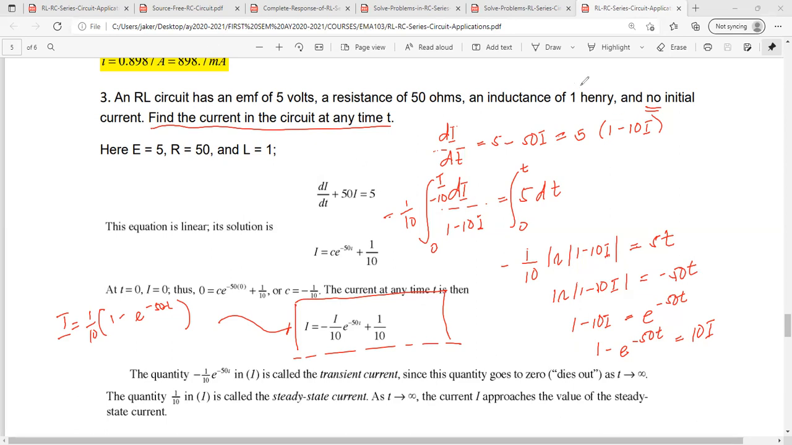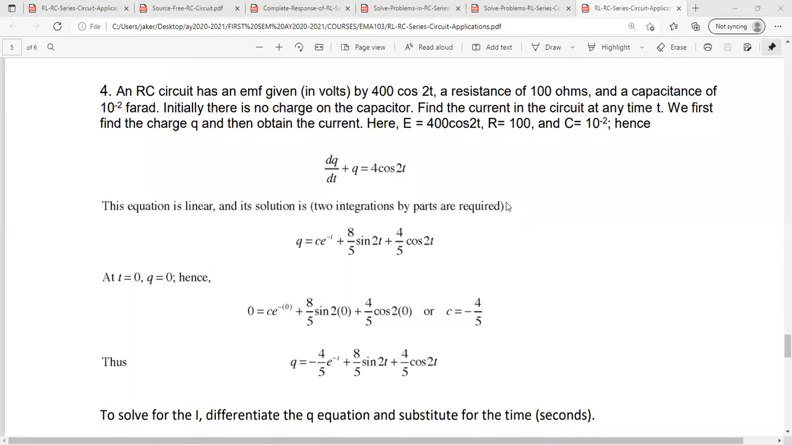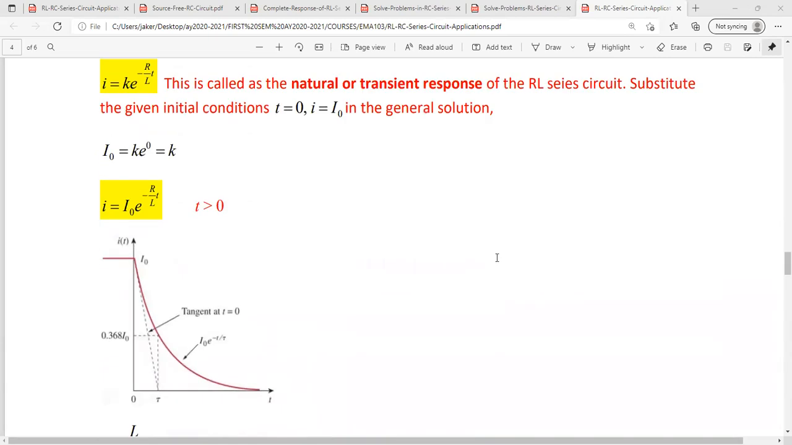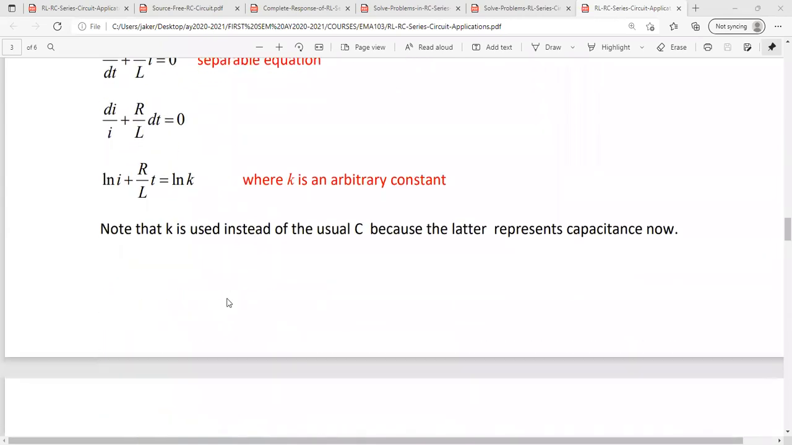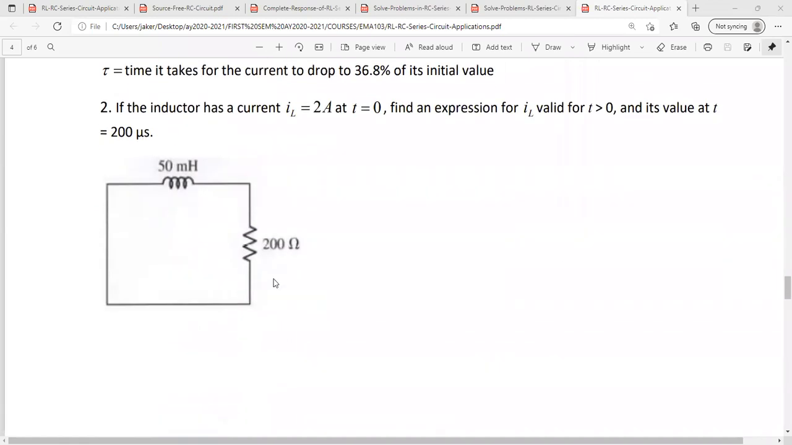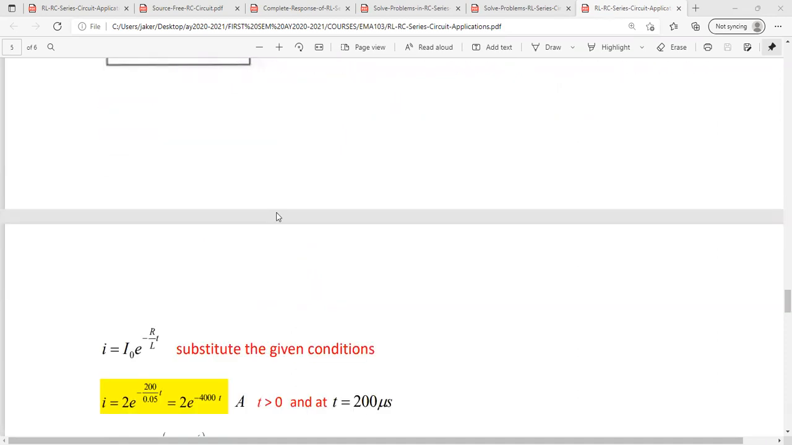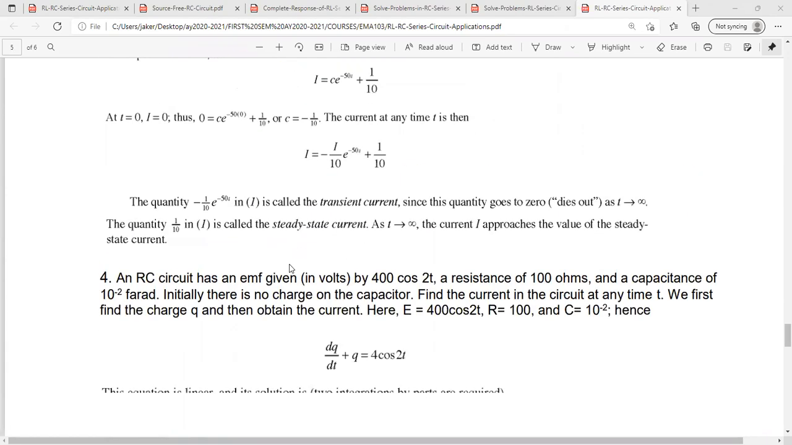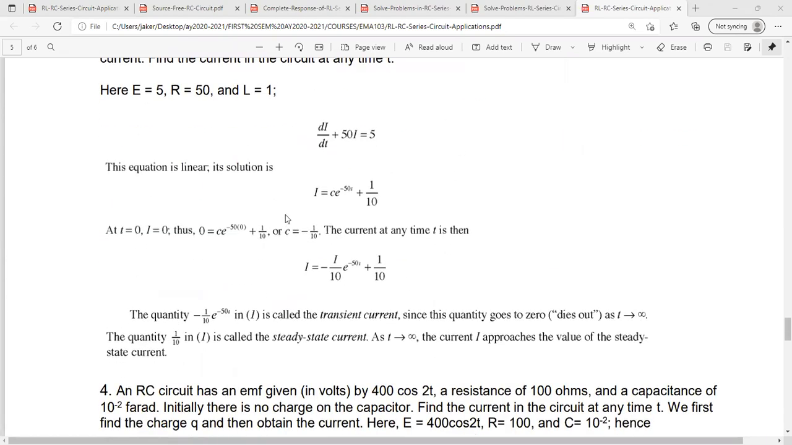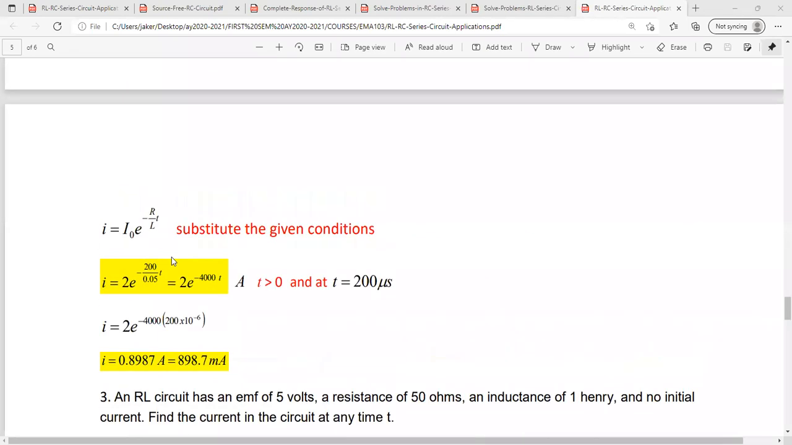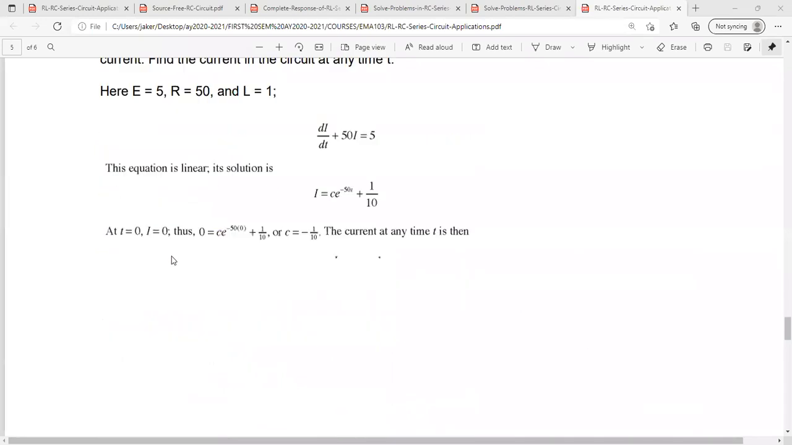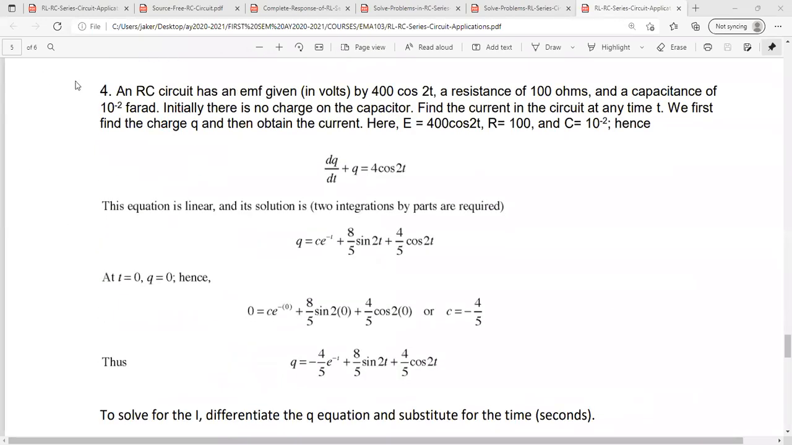Okay, I will erase here so we can scroll down to the last sample problem in this page. The first three problems here concern an RL circuit. We started with a source-free RL circuit. Number 2 is a specific problem associated with number 1. It's also a source-free RL circuit. You have the inductance and the resistance here, the inductor and the resistor. Sample problem number 3 is not source-free because you already have this EMF. It's source free when you don't have an electromotive force, no power source.